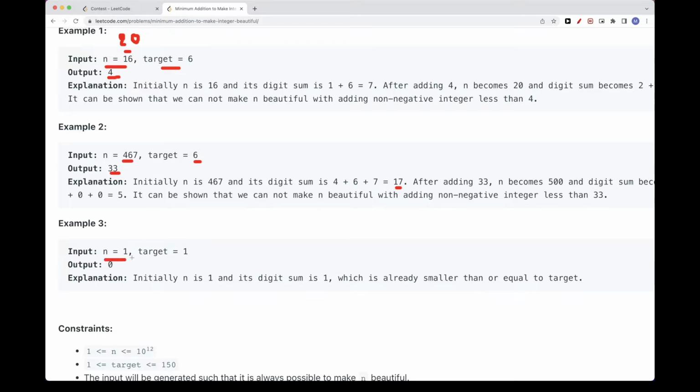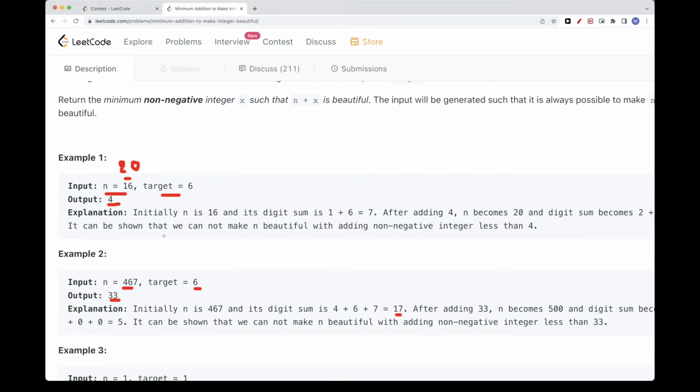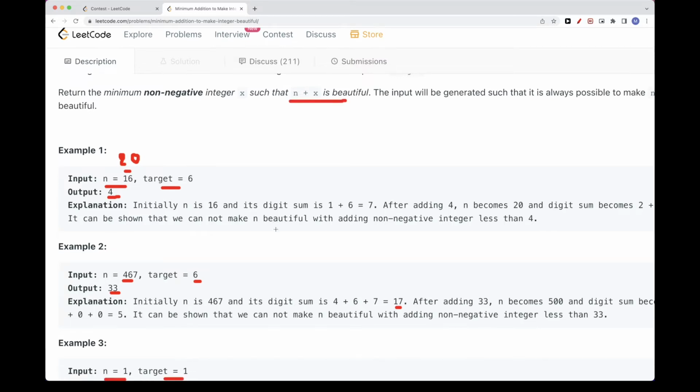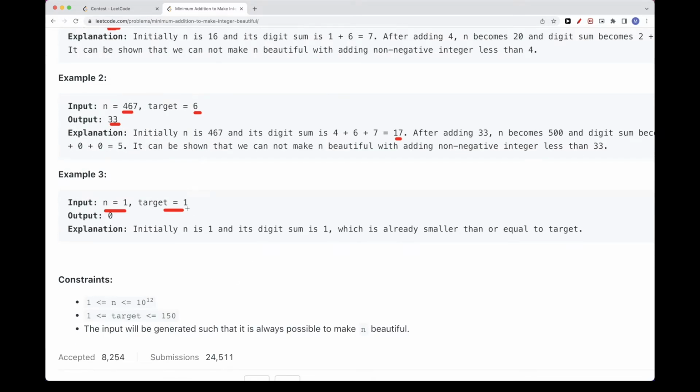For this edge case where they are equal, or n's digit sum is already smaller or equal to target, then we just return 0, because you can just do n plus 0 and the number is already beautiful, so it stays beautiful, right?